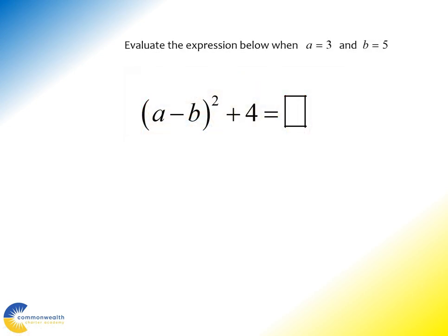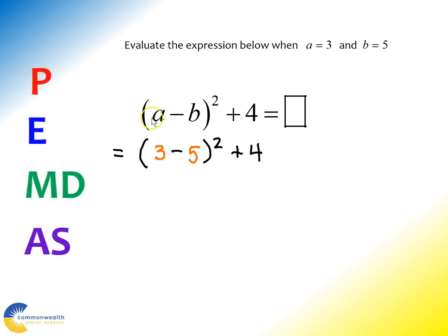Sorry, that is incorrect. Now again, the first thing I have to do before I do anything else is substitute correctly. So A is going to be replaced with a 3, B is going to be replaced with a 5. So I'm going to have, in this case, 3 minus 5 quantity squared plus 4.